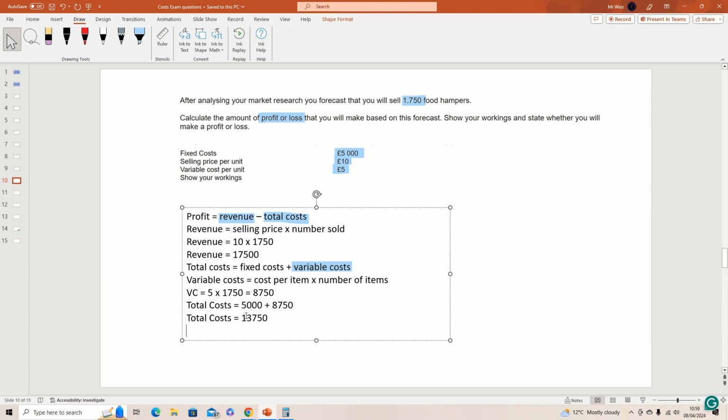Okay, now we can do our profit. Is our revenue, which is 17,500 minus 13,750. We work that out as £4,000.